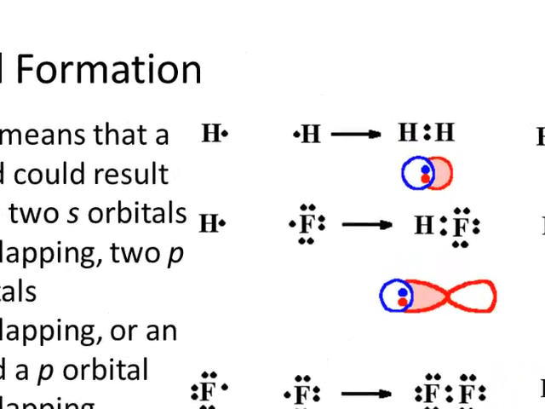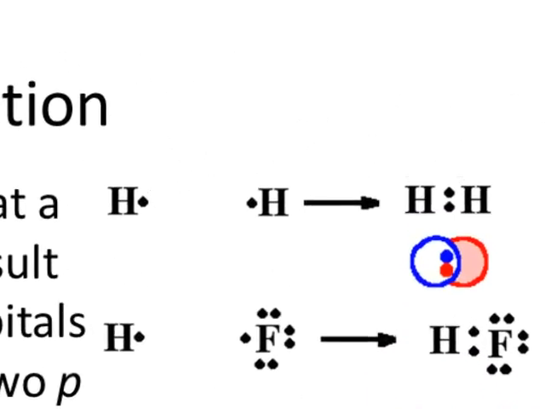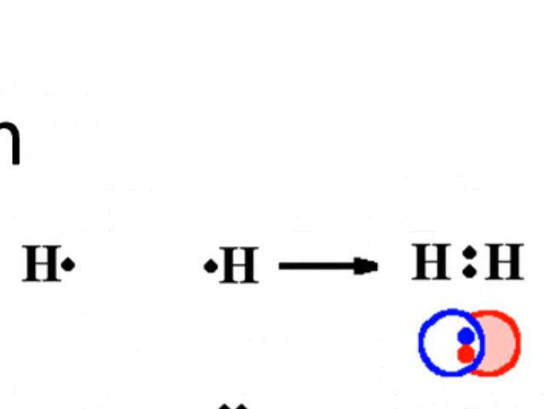You might have two s orbitals overlapping, as we see in this top diagram where two hydrogens are bonding together. Each of those electrons around a hydrogen are sitting in an s sublevel. Those are spherical shaped orbitals, and as those hydrogens approach each other, those spheres can overlap, and that overlap of those two edges of the sphere results in a bond forming.